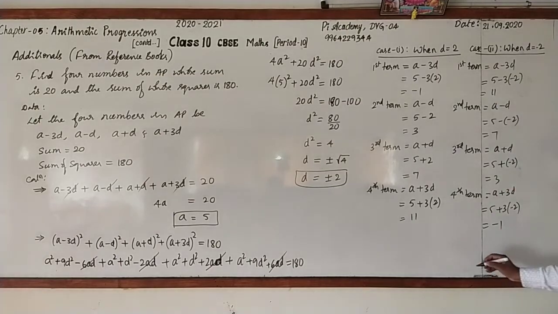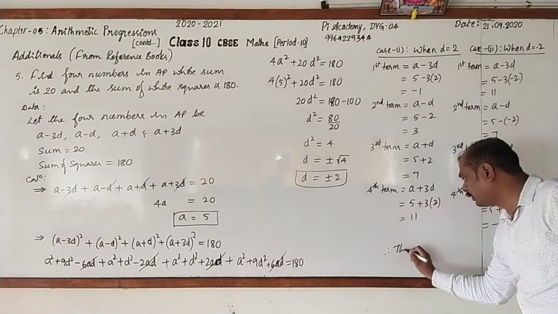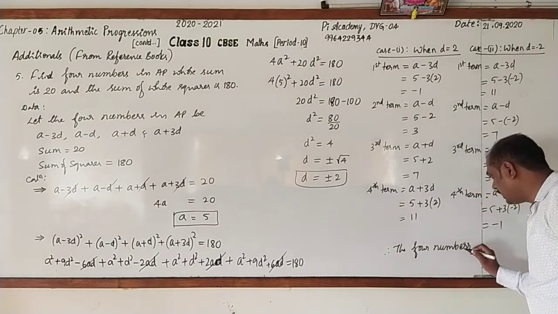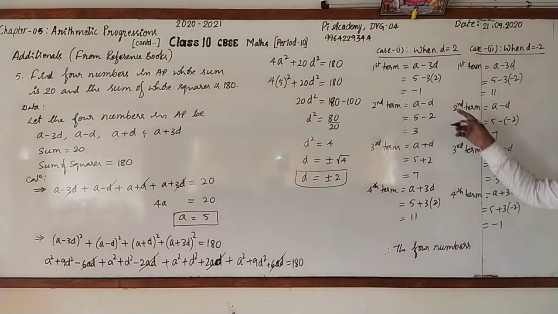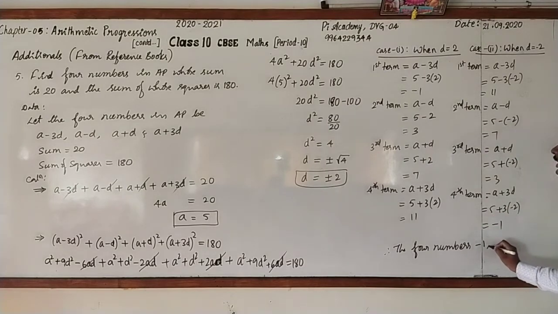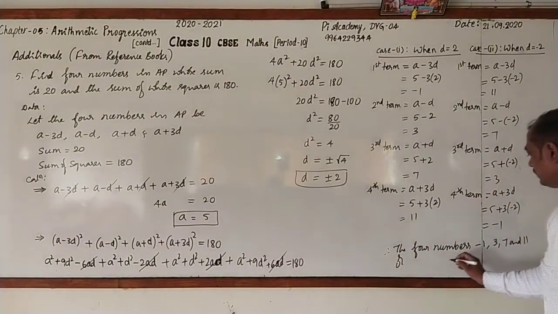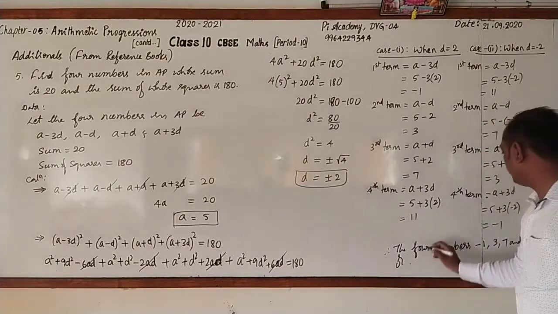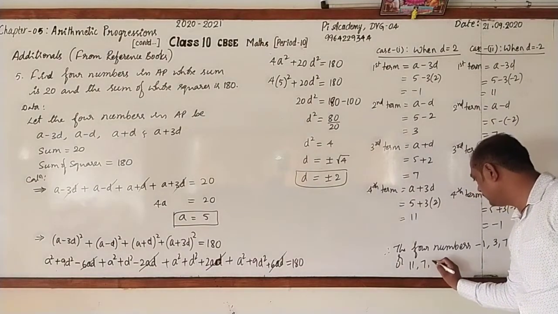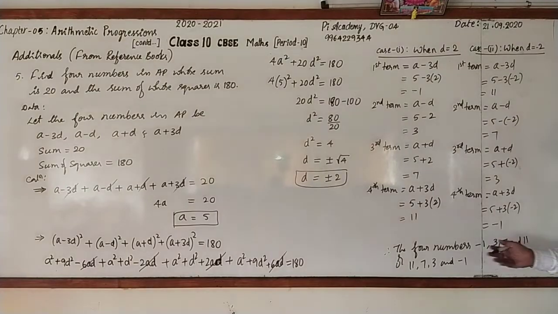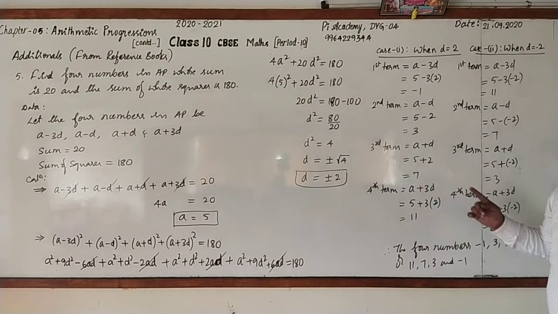In reverse order only. So conclusion, therefore, the four numbers are in one order, that is minus 1, 3, 7 and 11, or even it may be 11, 7, 3 and minus 1. Both the ways, it is the same numbers only. Hope that you have understood. Please go for copying that.